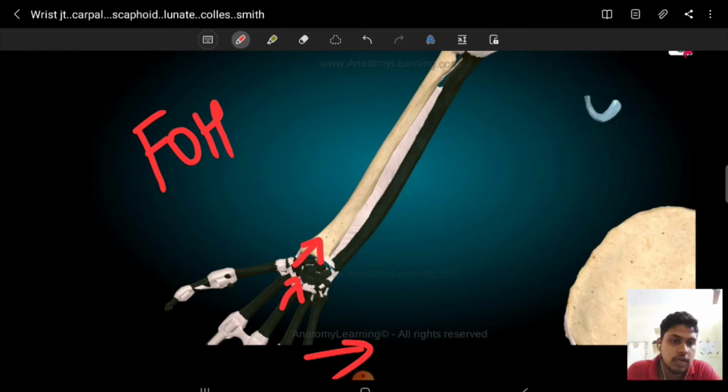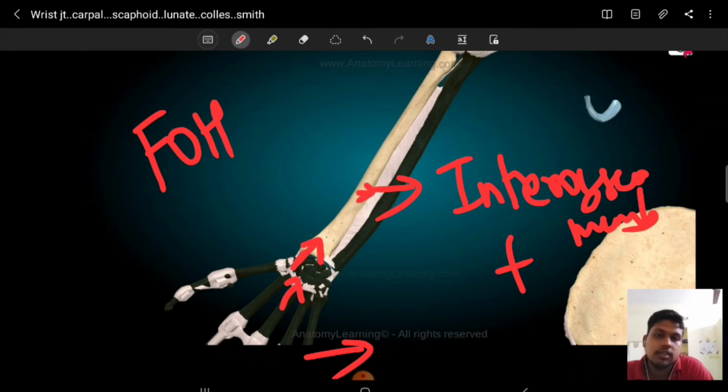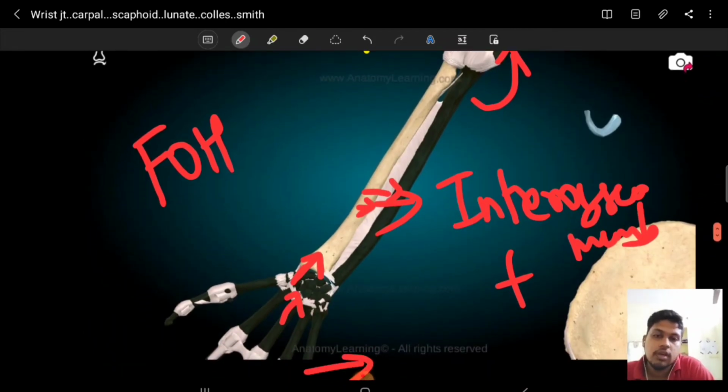Since you all know the ulna is not involved in the wrist joint, first it reaches the radius, then through the help of this white thing, which is called the interosseous membrane, which is a fibrous joint, the force is transmitted from the radius to the ulna, and from the ulna it is transmitted to the humerus, and from there to the shoulder joint. So from carpal bones to the radius, through the interosseous membrane it reaches the ulna, then from the ulna to the humerus. This is the direction of dissipation of force.